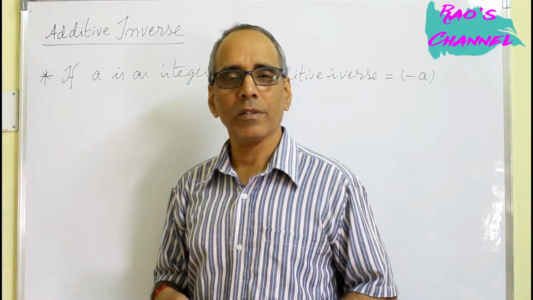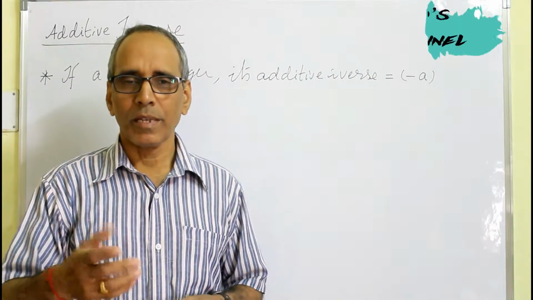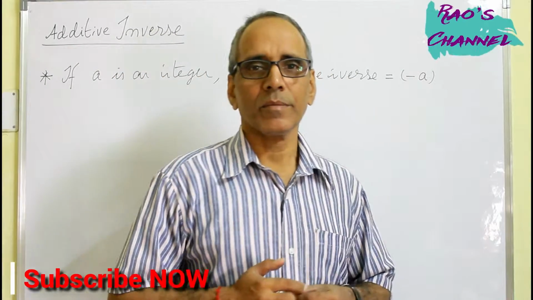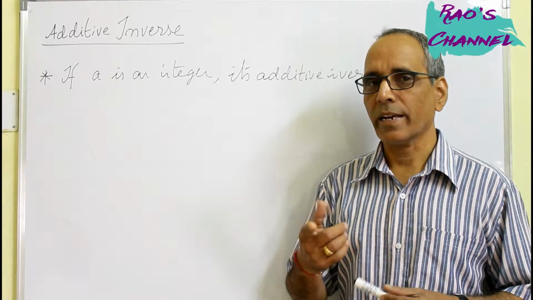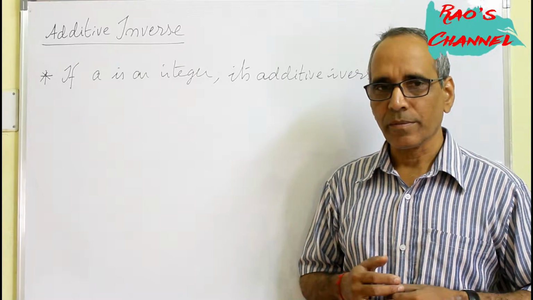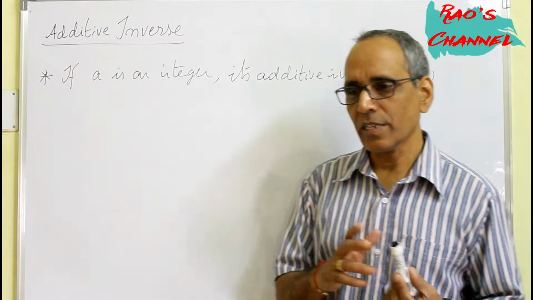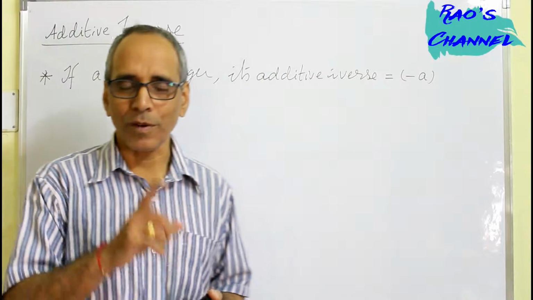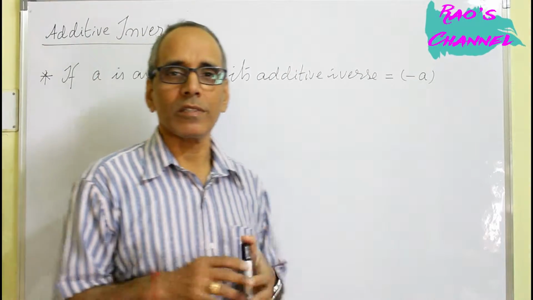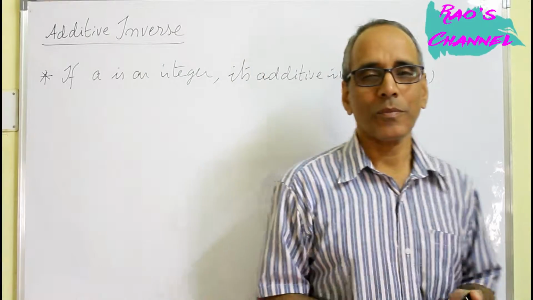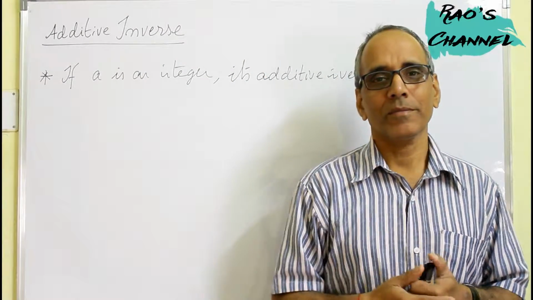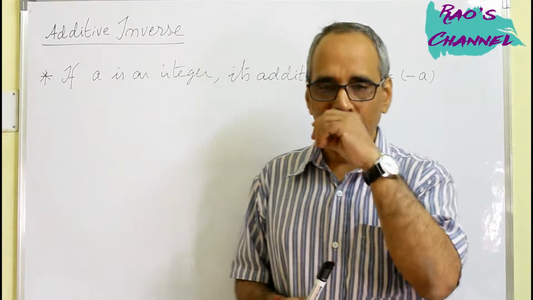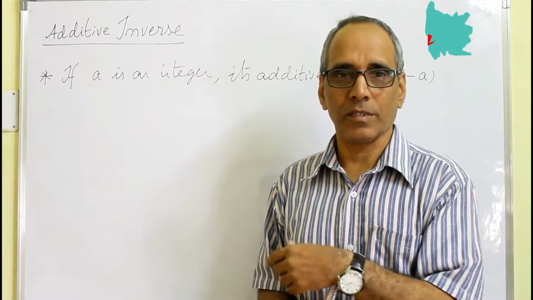Now say, what is the additive inverse of minus 7? Plus 7. Additive inverse of 9? Minus 9. Additive inverse of minus 20? Plus 20. For every integer, there is an additive inverse, but there is one integer which has no inverse. Yes, that is 0. Because 0 has no sign, it has no additive inverse. So 0 is the only integer that has no additive inverse.